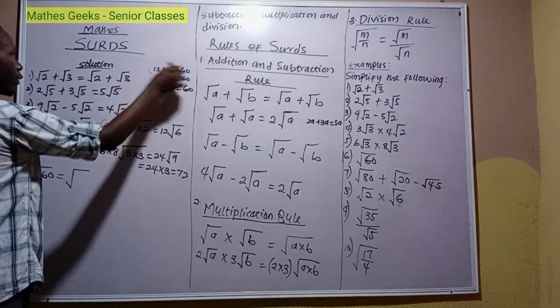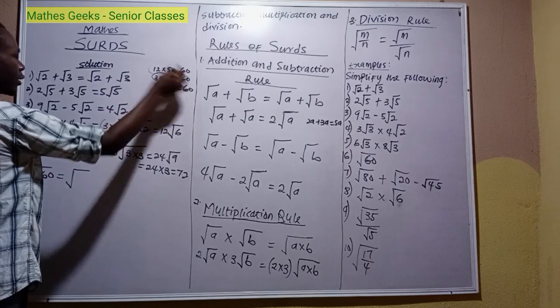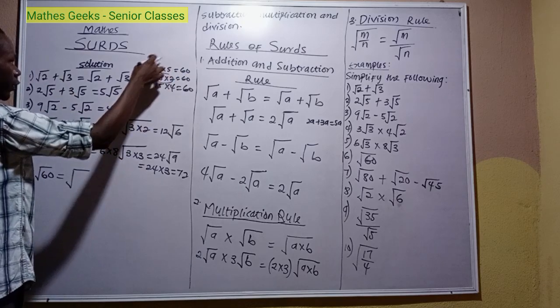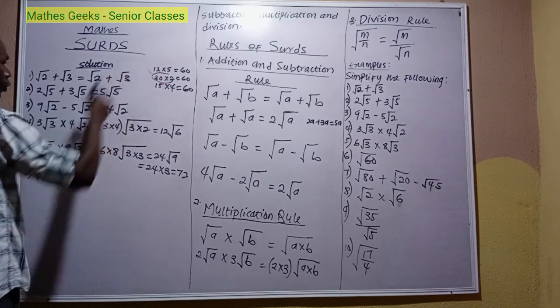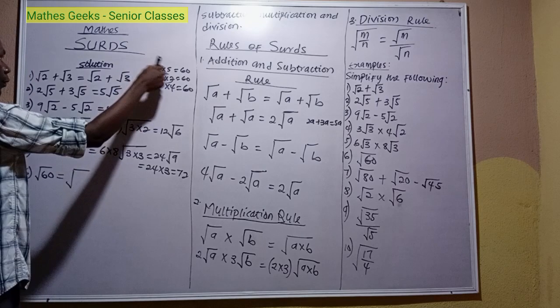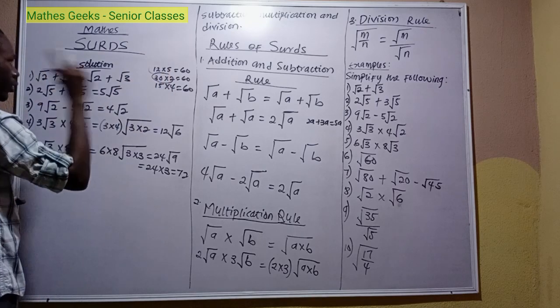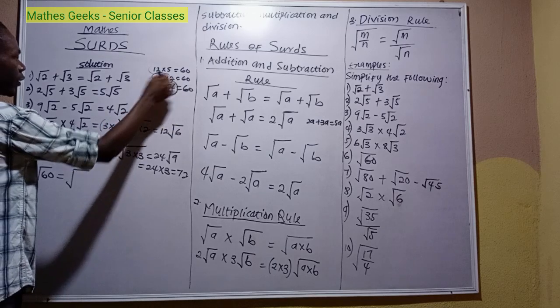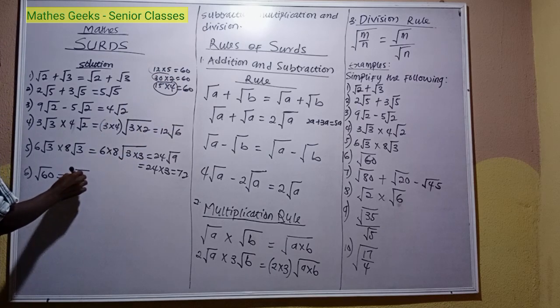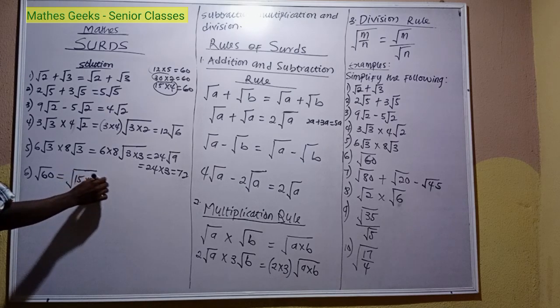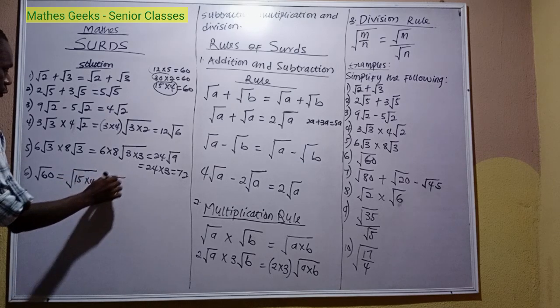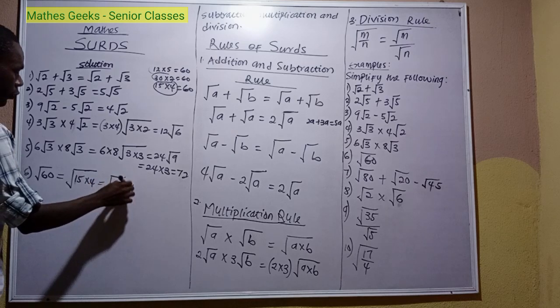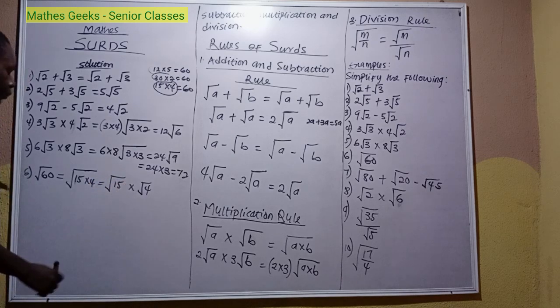So this one will give us 60, but we couldn't use any of these two factors because none of them is a perfect square, and the rule is that one of them must be a perfect square. So we're going to go with this one, 15 times 4, that's the square root of 15 times 4.